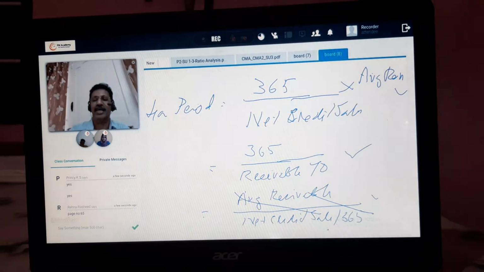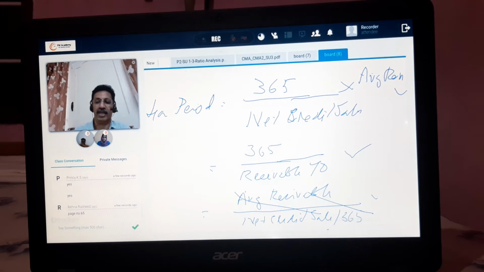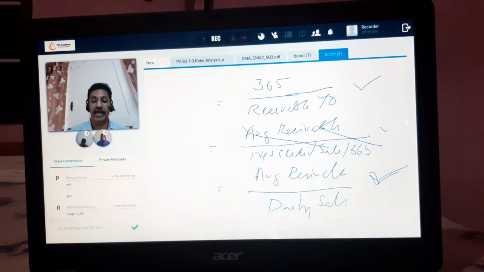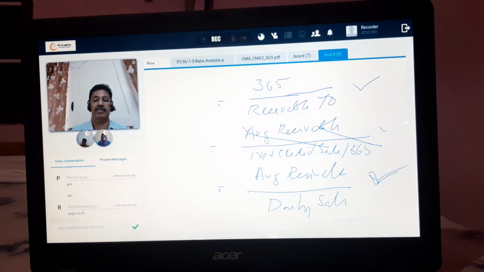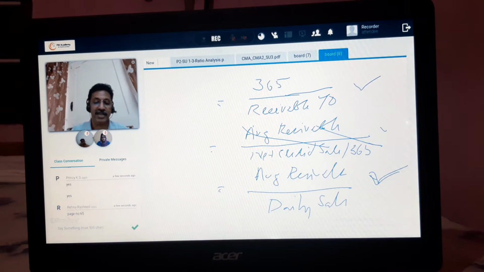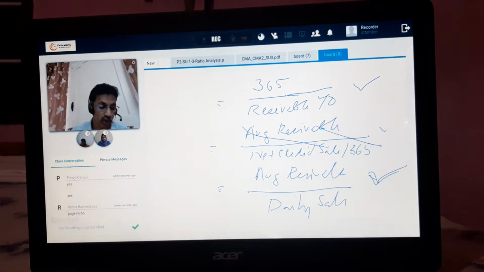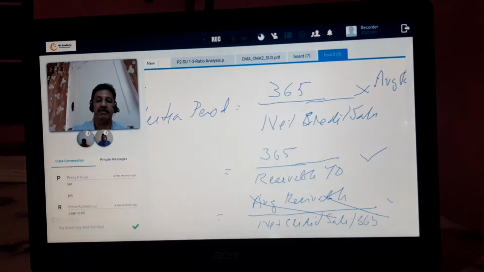If they are giving you receivable turnover ratio and asking you to find the collection period, you just need to divide. If you want it in days, 365 divided by receivable turnover. If they are giving you daily sales, then you can just divide the average receivable by the daily sales. You will get how many days of sales are there in the receivable. So all these forms should be very familiar for you, because this is from this relationship.